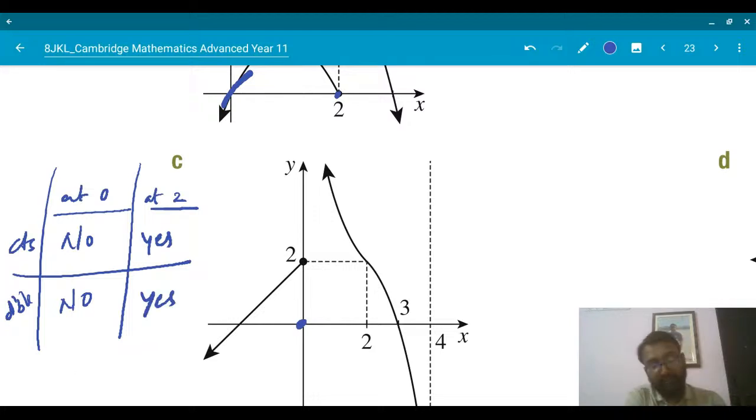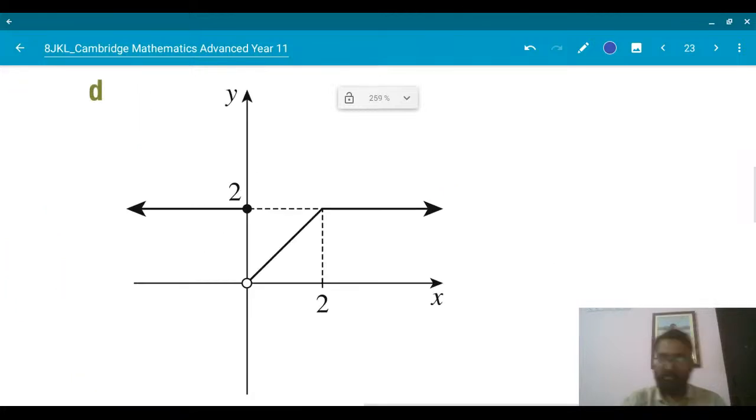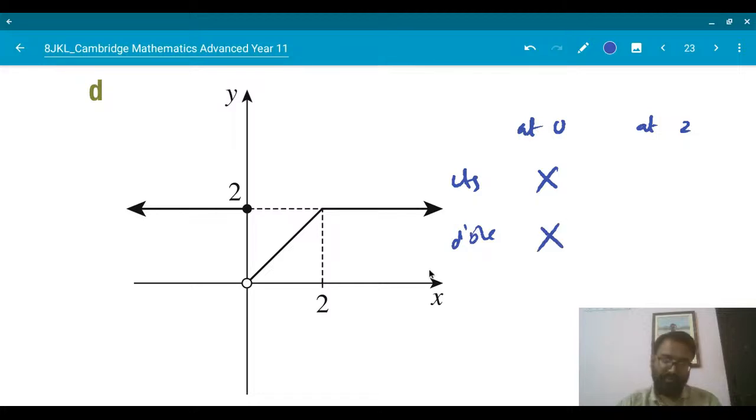If it is not continuous, then it is not differentiable. Nothing more. Okay, so next, D. At x equals 0, is it continuous? No, therefore by default differentiability is also no. At x equals 2, is it continuous? Is it differentiable? Why? It's a sharp corner. It's not smooth. Right. Thank you.